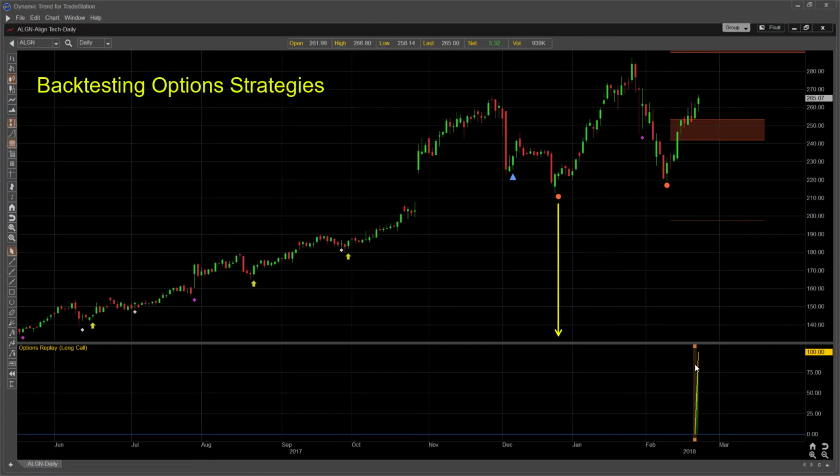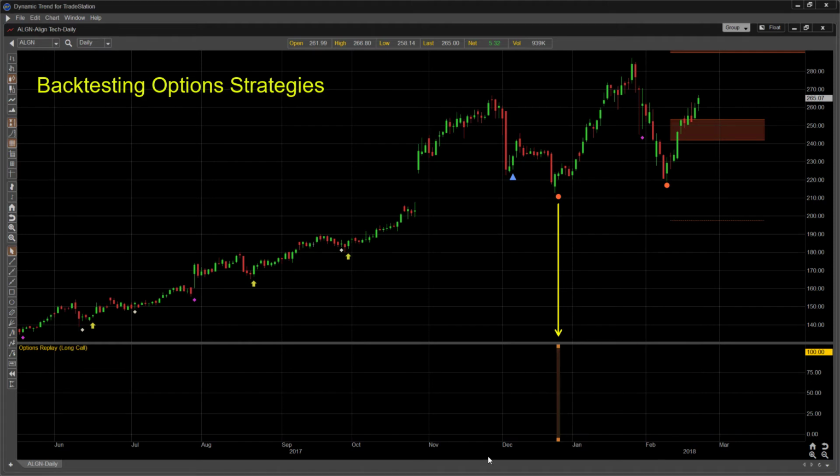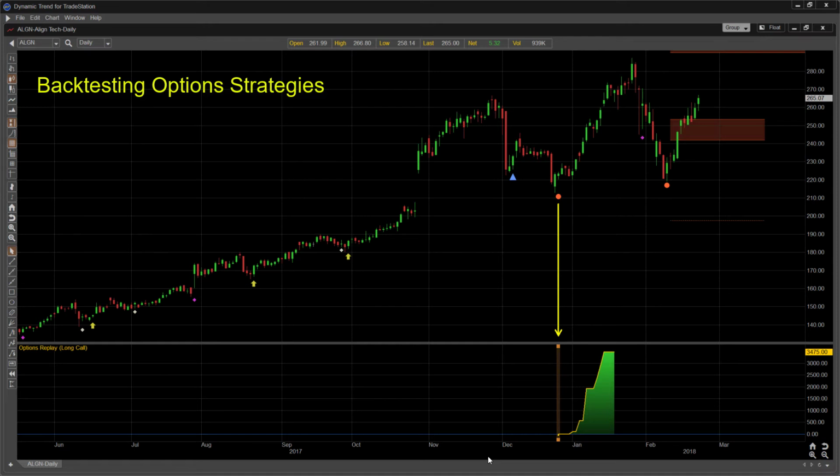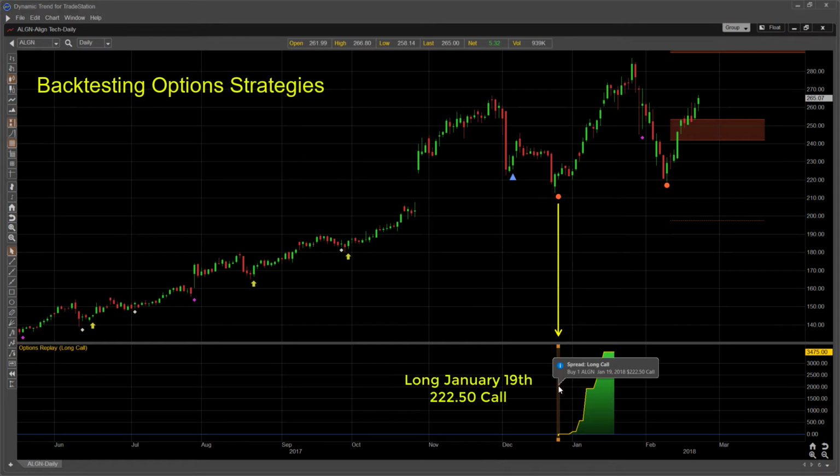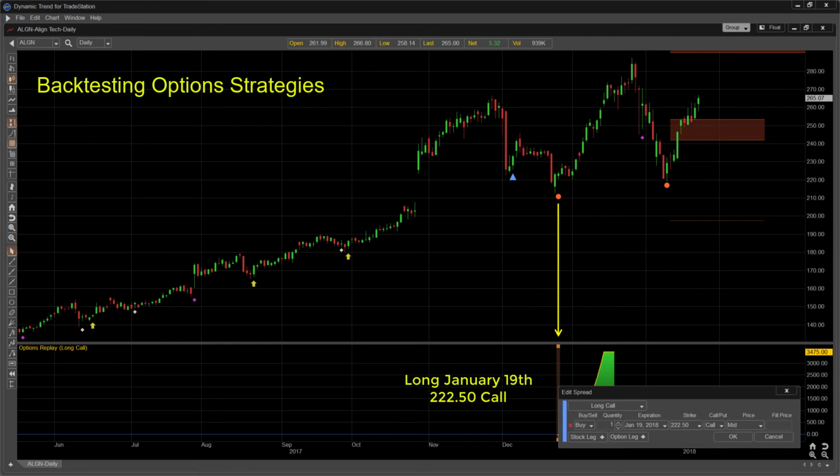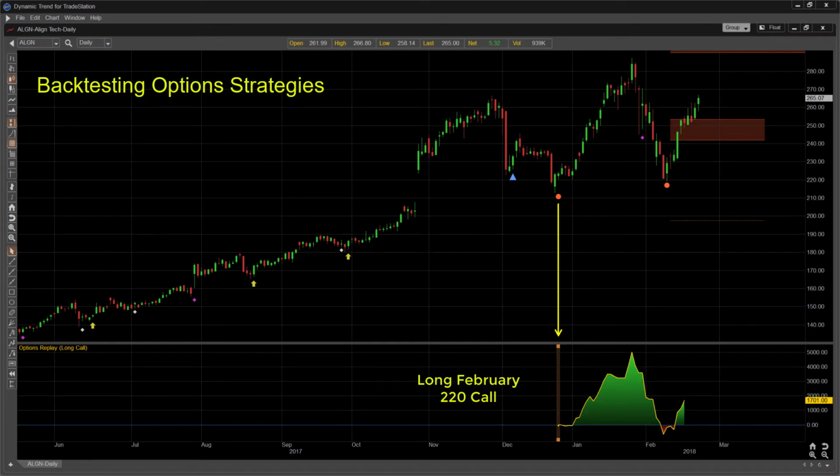To backtest the purchase of a call, simply drag the replay anchor to your entry bar to view historical profit and loss. Highlight to see the selected option, or click to edit. You can manually edit legs or select the next expiration month. This is historical profit and loss using a call with the February expiration.